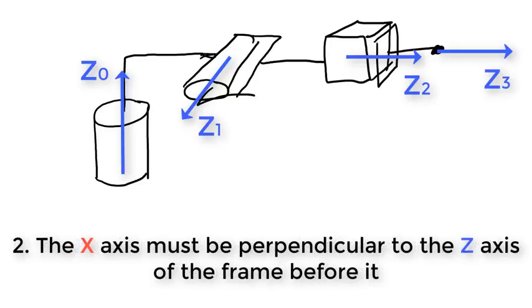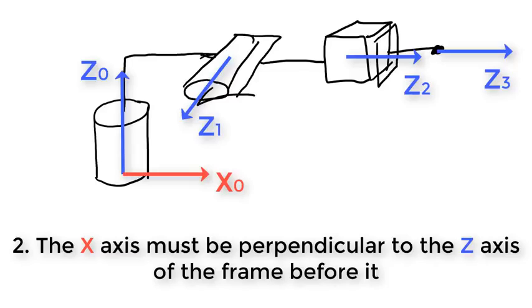The x-axis has to be perpendicular to the z-axis of the frame before it. When we apply this rule to the 0 frame, this is another case where the rule doesn't really apply. There is no frame before the 0 frame. So I could draw the x-axis any allowable direction, to the right, to the left, into the page, or out of the page. Of course, I can't make x go up or down, because then it wouldn't be perpendicular to its own z-axis. So I will choose to draw it to the right here.